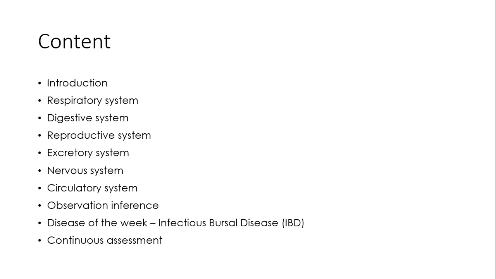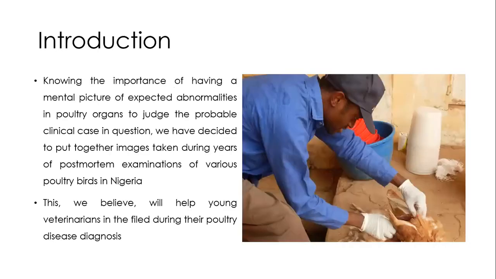So this is the content, and as an introduction, I just said earlier, knowing the importance of having a mental picture of expected abnormalities in poultry organs to judge the probable clinical case in question, we have decided to put together images taken during years of postmortem examination of various poultry birds. They are not limited to layers; we have broilers, broiler breeders, layer breeders, different categories of poultry birds across different parts of Nigeria. So that is where we got all these images from.